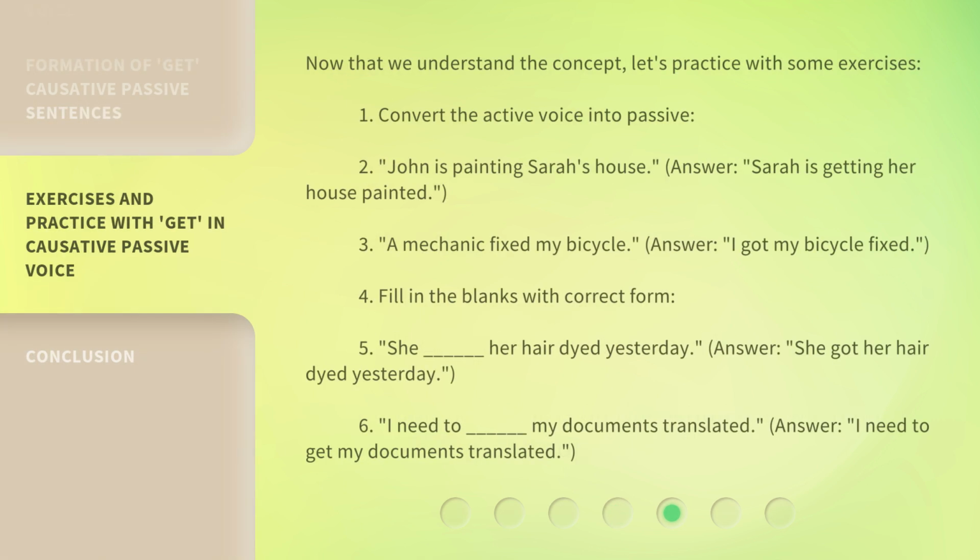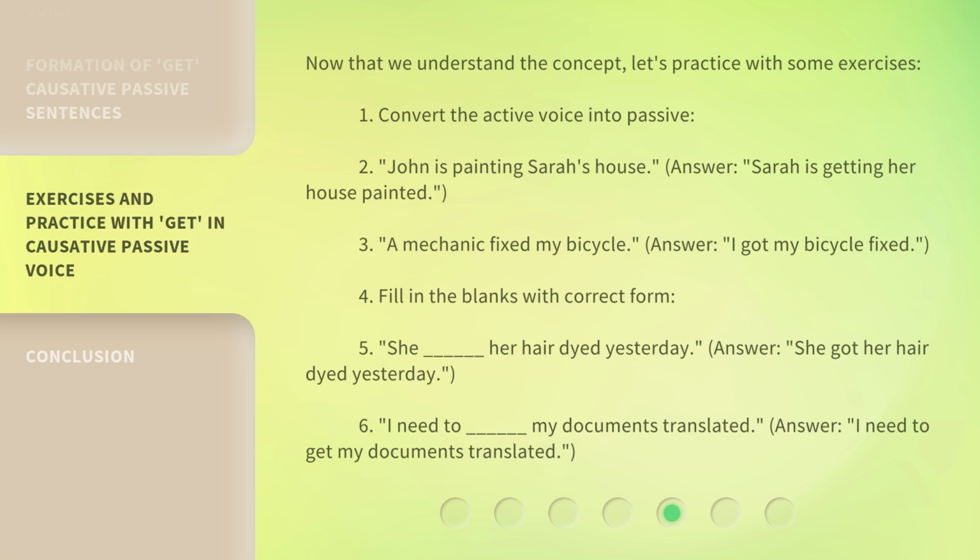Now that we understand the concept, let's practice with some exercises. 1. Convert the active voice into passive. 2. John is painting Sarah's house. Answer: Sarah is getting her house painted. 3. A mechanic fixed my bicycle. Answer: I got my bicycle fixed.